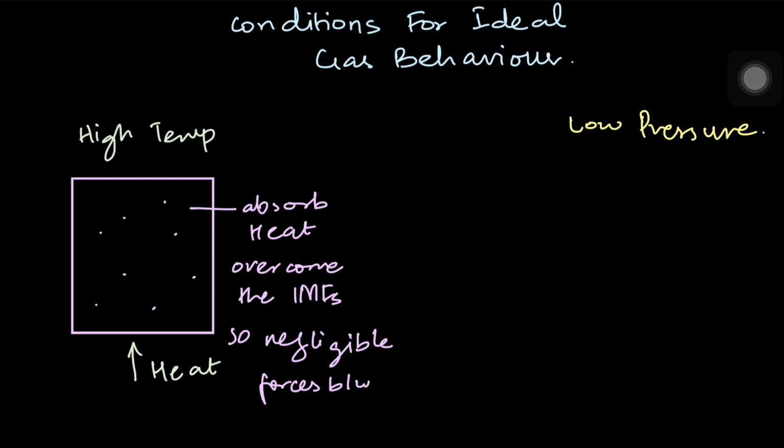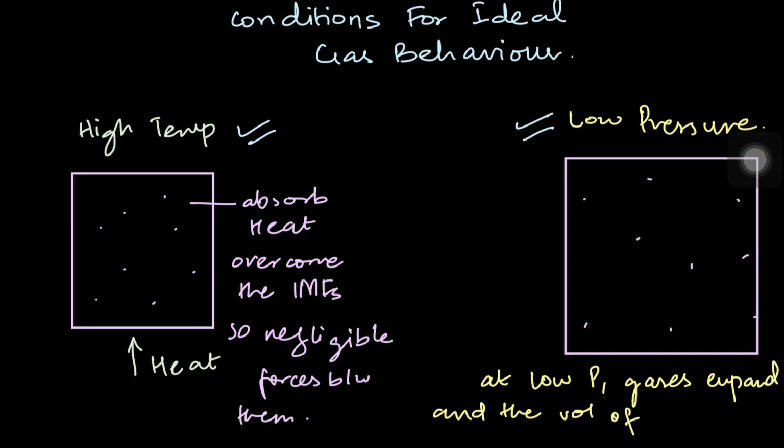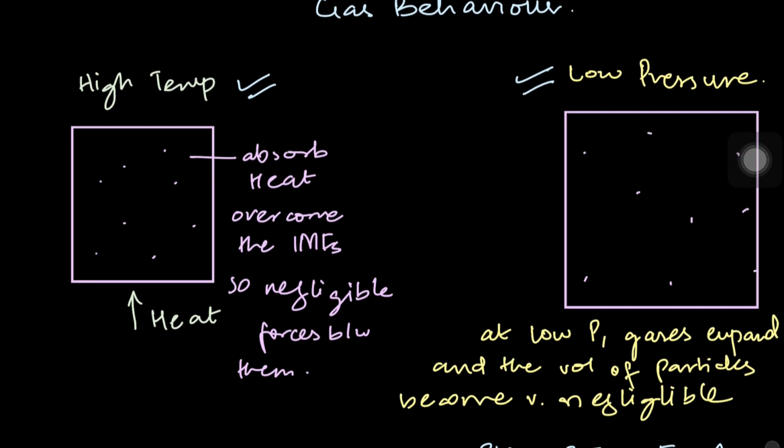Another scenario is that at very low pressures, the gases expand. And when I say expand, the overall gas volume increases. So the volume of the particles becomes negligible compared to the overall volume of the container, and that was another attribute of any ideal gas.